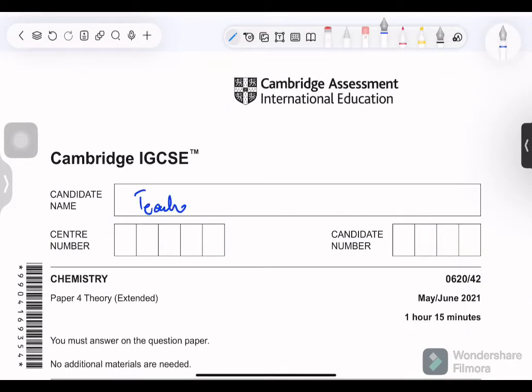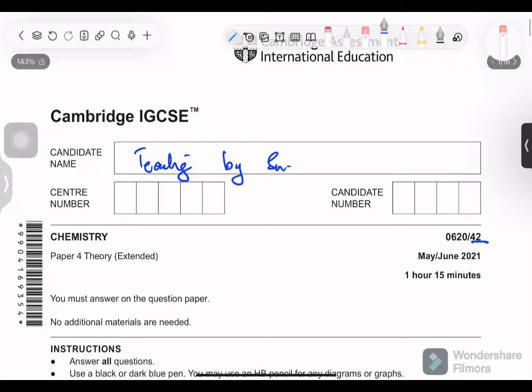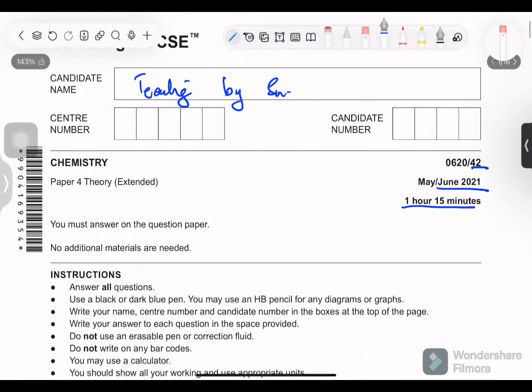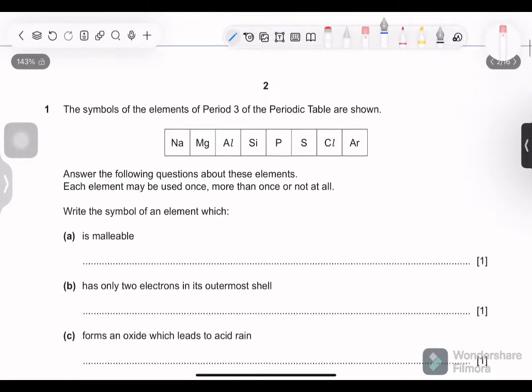Today we have here Cambridge IGCSE Chemistry, paper 4-2, May June 2021. Total time for which is 1 hour 15 minutes. Total marks 80. So let's start.